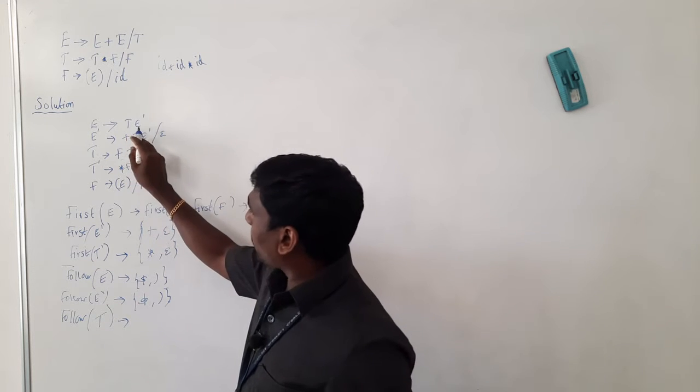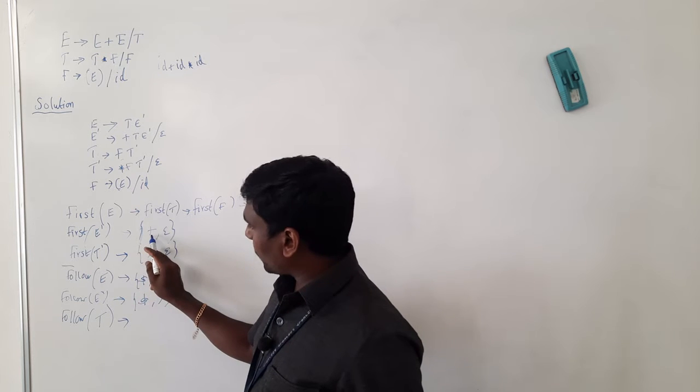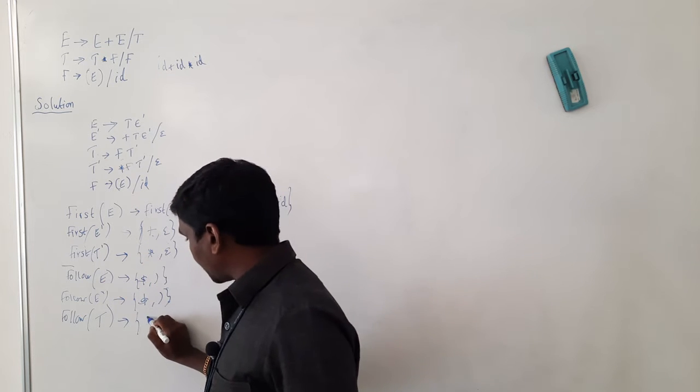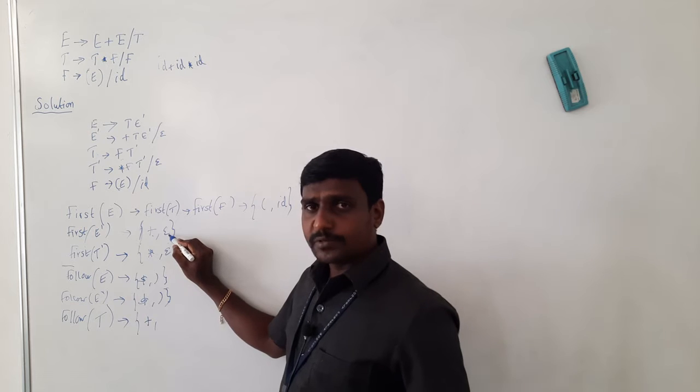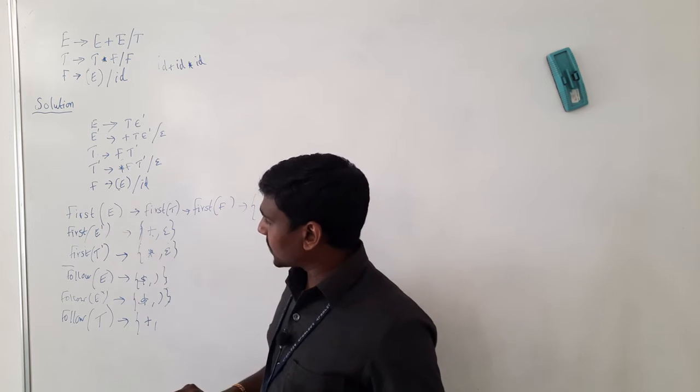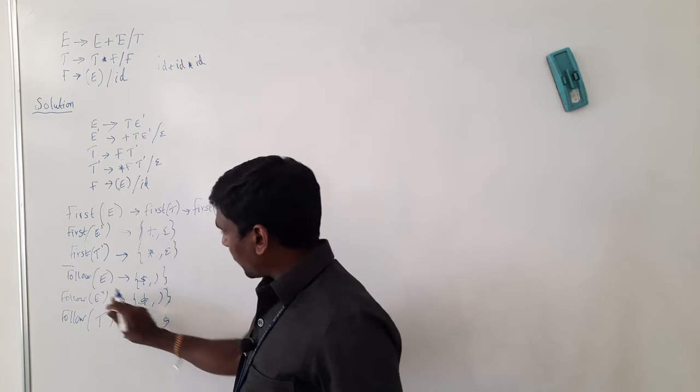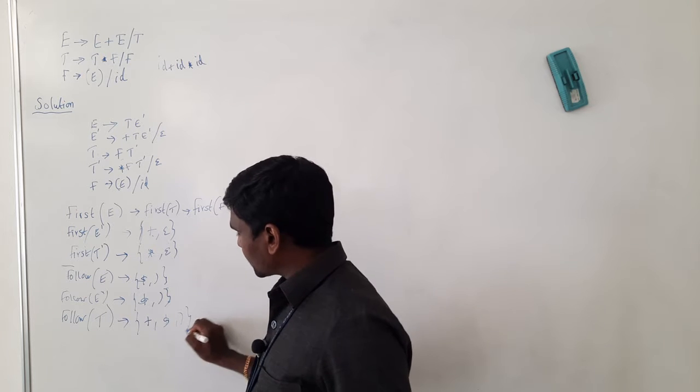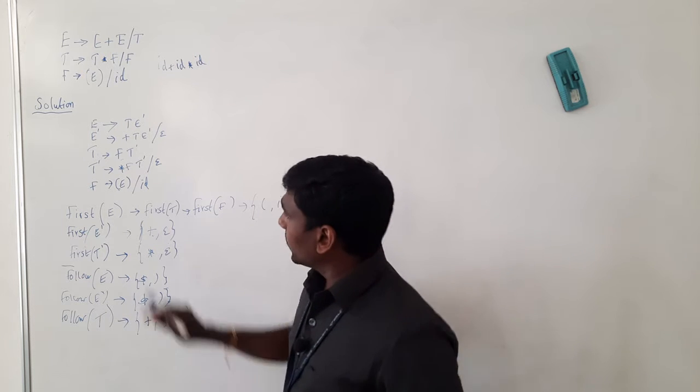So T is followed by E dash. I want to see first of E dash. So T has plus, and there is epsilon, so I have to write follow of E dash also. That is plus, dollar, and follow of E dash, dollar comma close brace. Clear? Similarly, T is over.